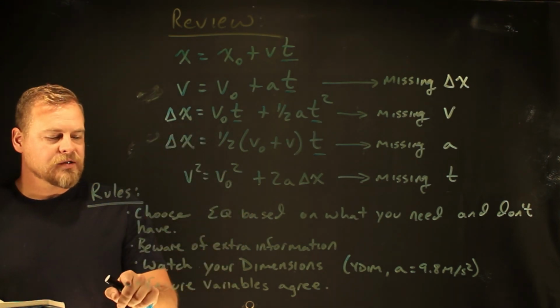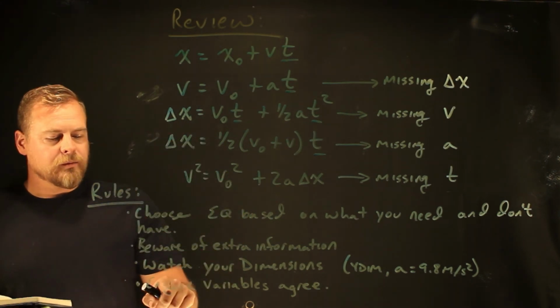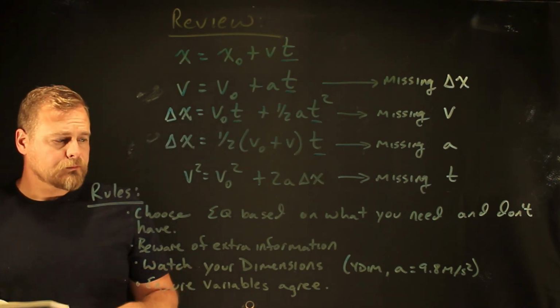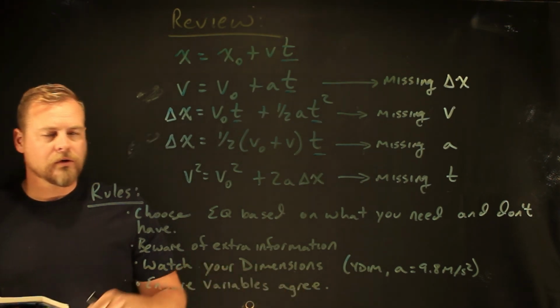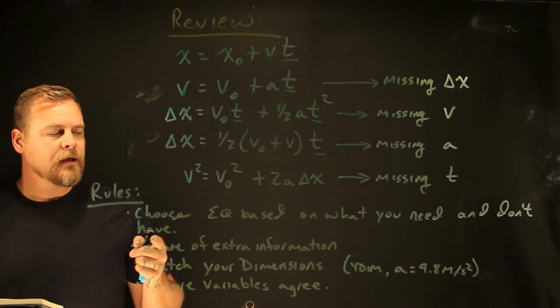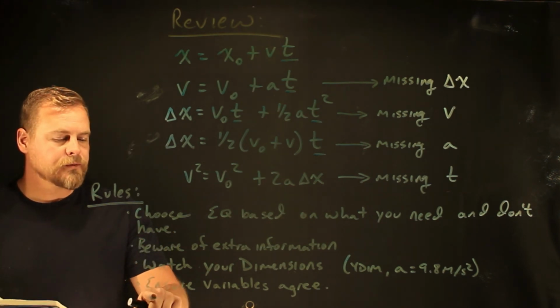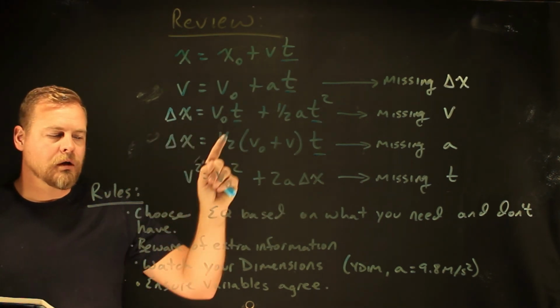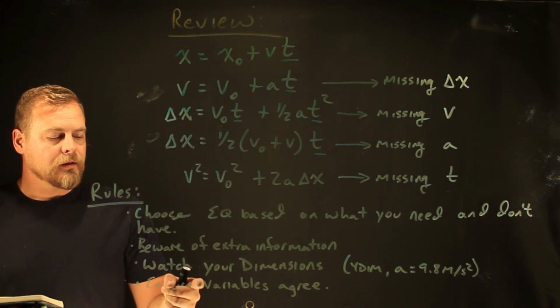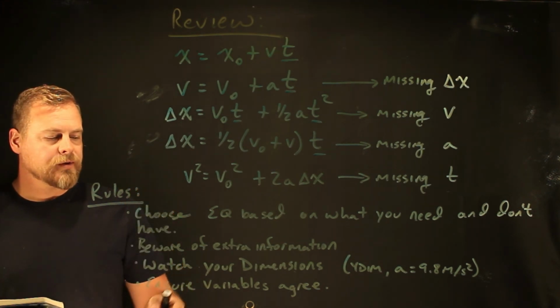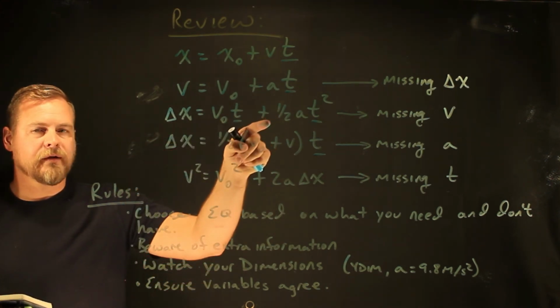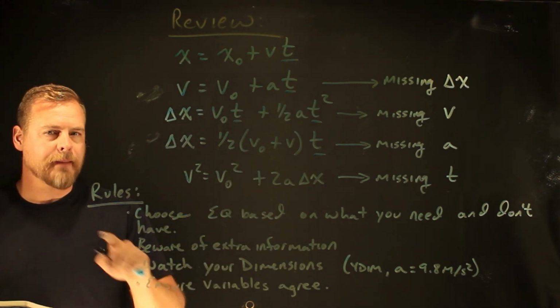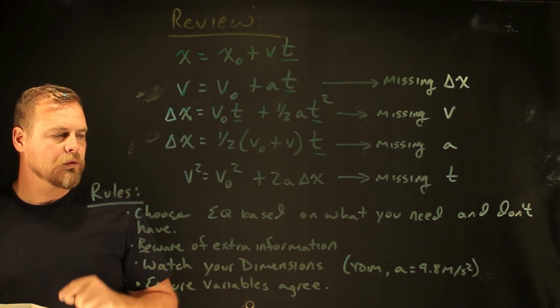And that brings me to this last point. Make sure your variables agree. This will become very, very important when we get into the next lesson. We start talking about projectile motion, and you're looking at different points along a trajectory. The point that you pick on the trajectory will give you different variables, and you have to make sure that they all match up, and that's very important.